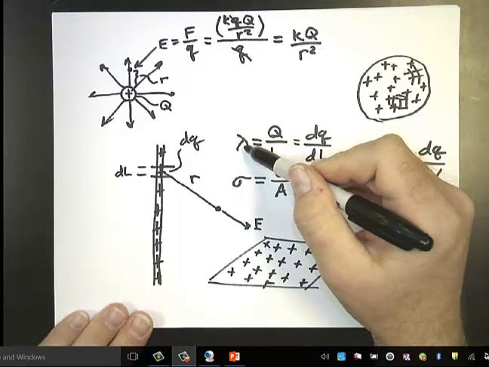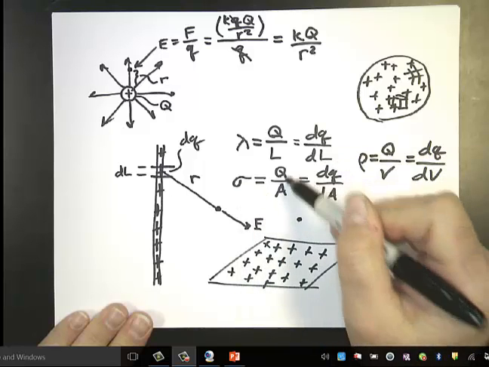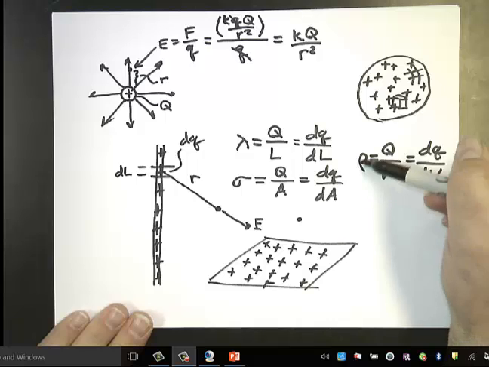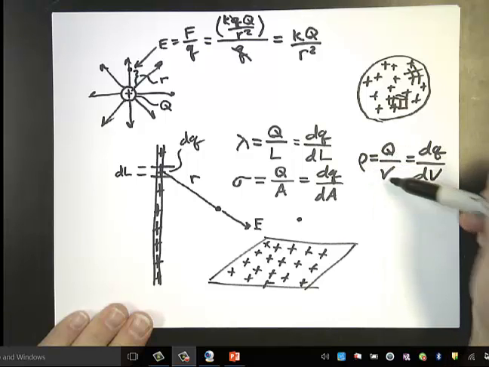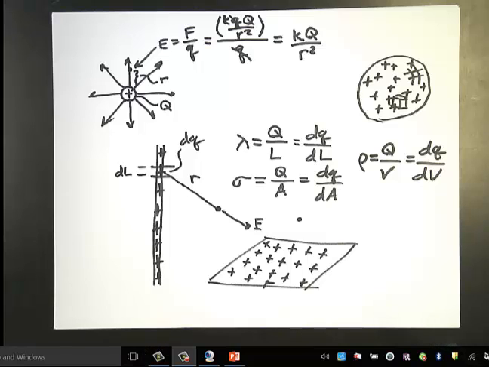But we're going to say lambda is charge per unit length, sigma, charge per unit area, rho, the Greek letter rho, charge per unit volume. Okay? So 3 symbols you should know.